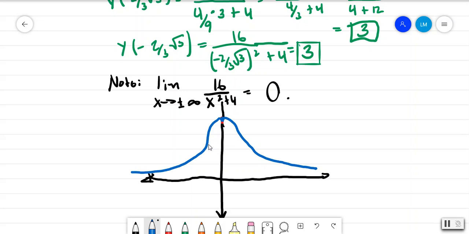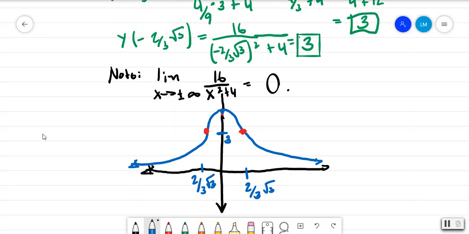So here, we'll just have to put right here, like right about here, and right about here. That's where we're going to place 3. So we have that this right here is 3. And then this right here is the 2/3 root 3. So in this case, this is what our approximate sketch of the graph will look like.